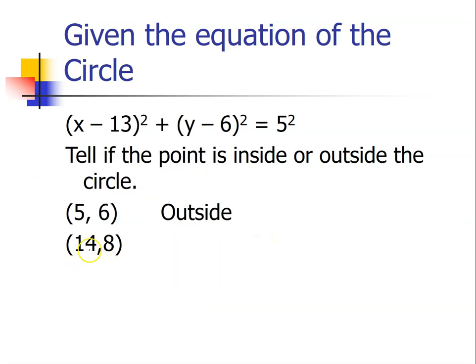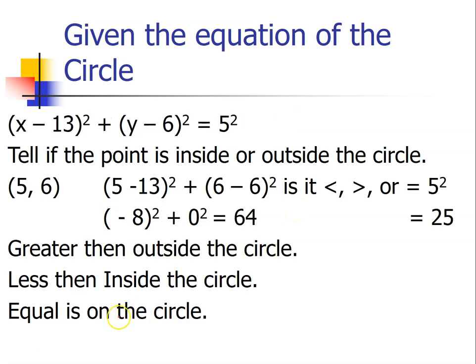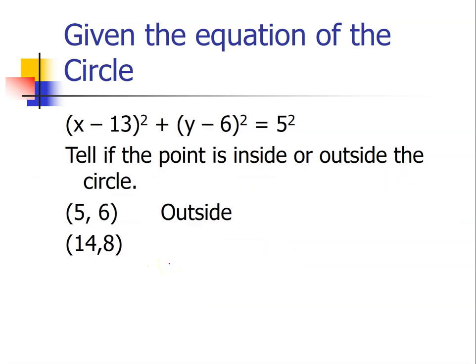How about (14, 8)? You check that in the equation. If it is equal, it is on the circle; if less, inside; and if greater than, then it is outside the circle. So you will have inside for (14, 8), and (20, 9) is outside also. That is how you will know if the point is outside, inside, or on the circle.